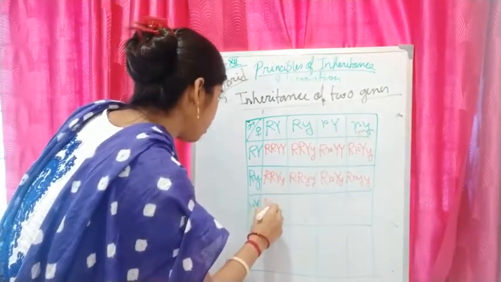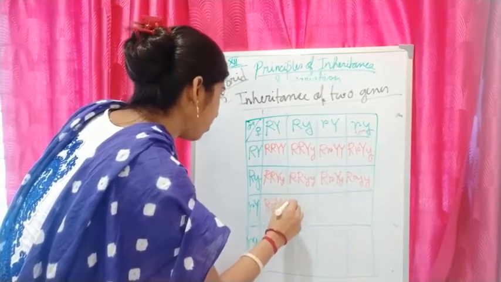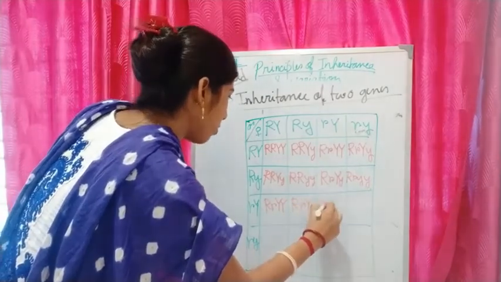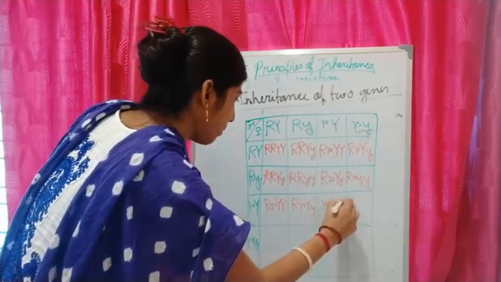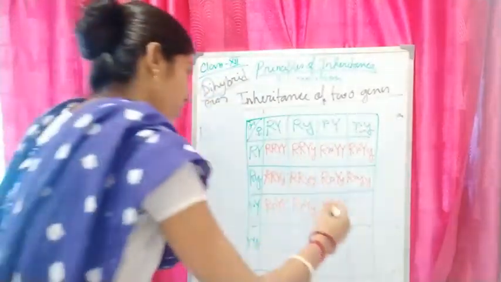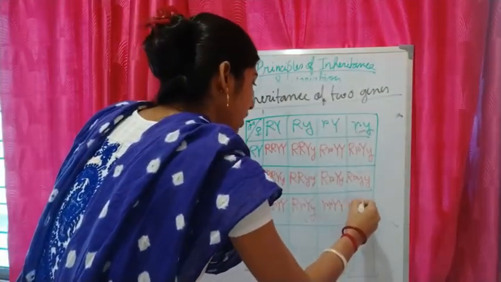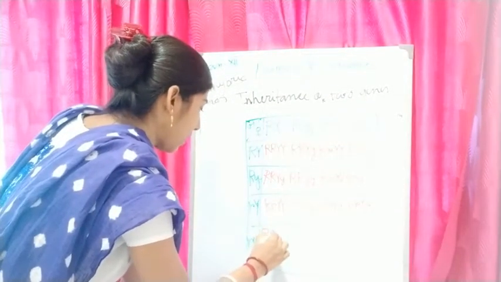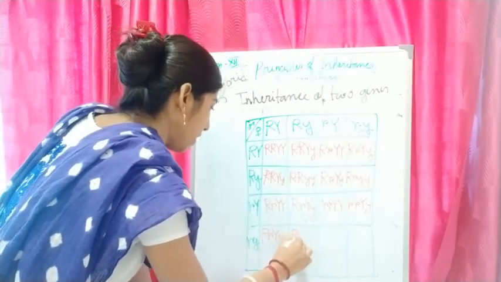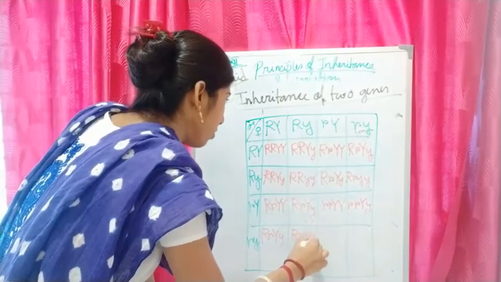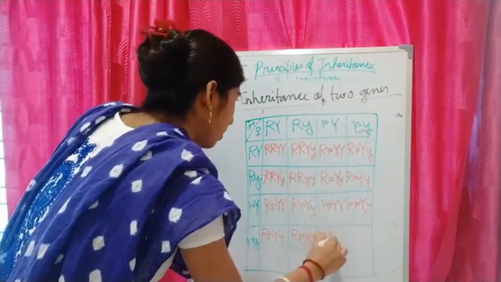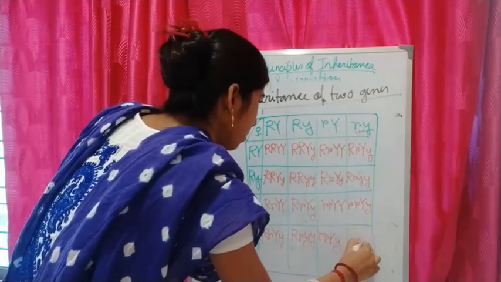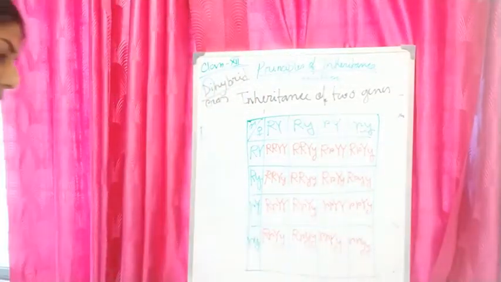Again, capital R, small r, capital Y, capital Y; capital R, small r, capital Y, small y; small r, capital Y, capital Y; small r, capital Y, small y. Next, capital R, small r, capital Y, small y; capital R, small y, small y; small r, capital Y, small y; and small r, small y, small r. We will get this one.